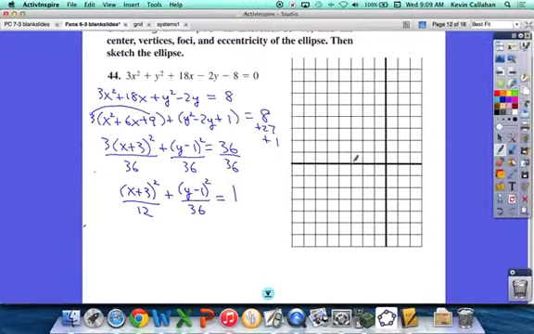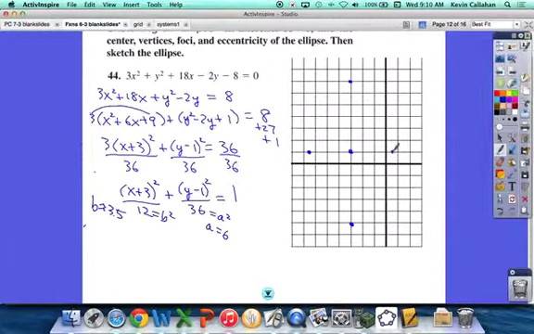-3, 1 is the center. This is the a squared, right? So a equals 6. So you go up 6: 1, 2, 3, 4, 5, 6. Down 6: 1, 2, 3, 4, 5, 6. The b is, again, 12. We'll approximate. If that's b squared, then b is approximately 3.5. So we'll go right 3.5 and left 3.5. And that should be enough to sketch the outline of the ellipse.